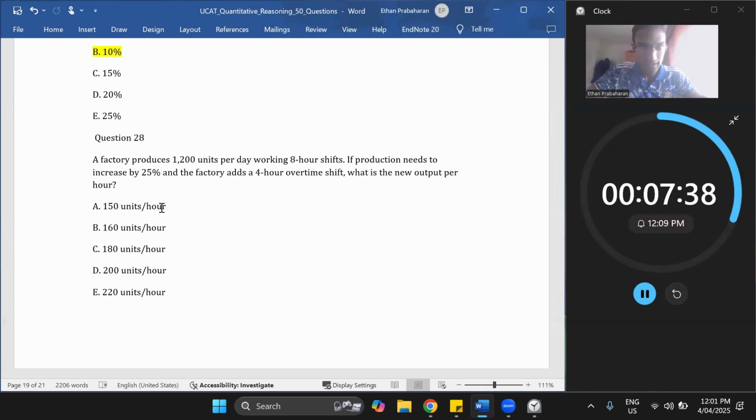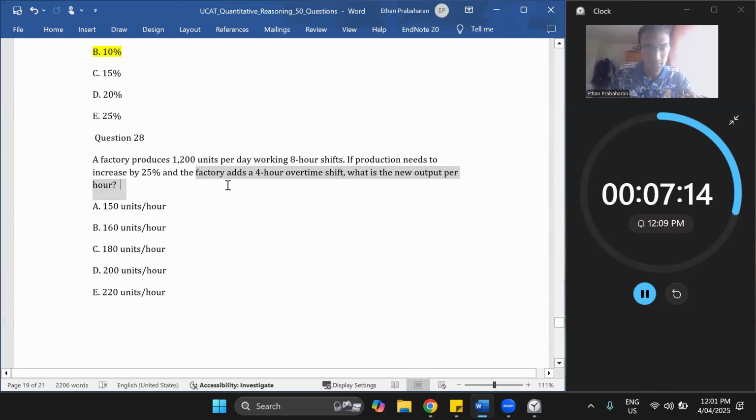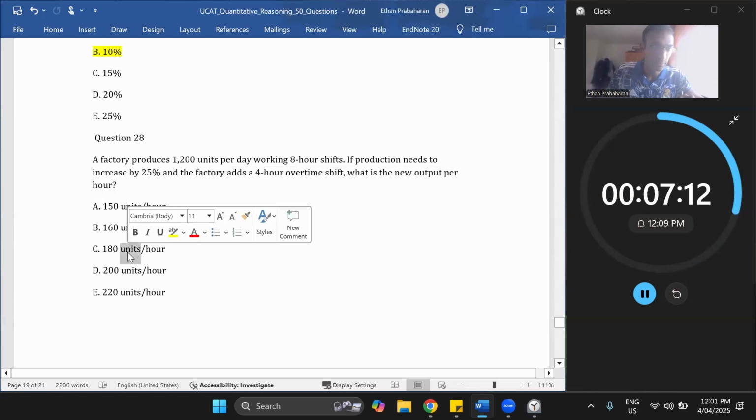So how many units per hour was that? Was it 150? Okay, so it used to be 150 per hour. And now it's increasing by 25%. So that would make it increase by, so like 187.5. Okay. I don't know what the overtime shift means. It's 187.5, which is closest to this, I think.